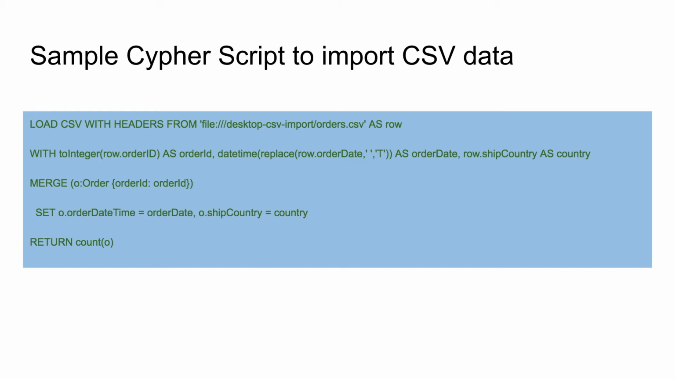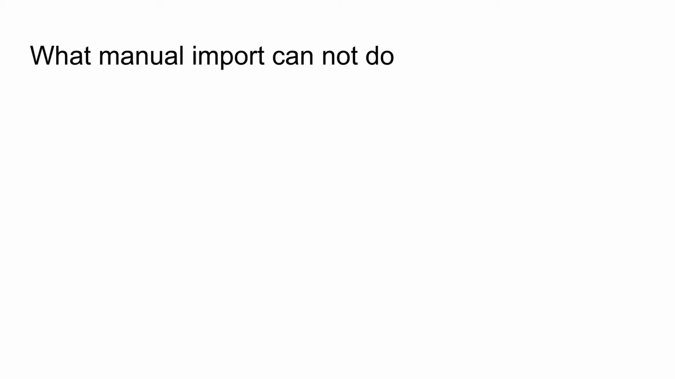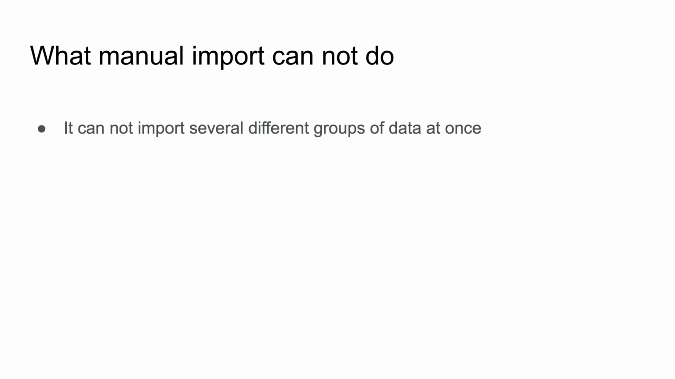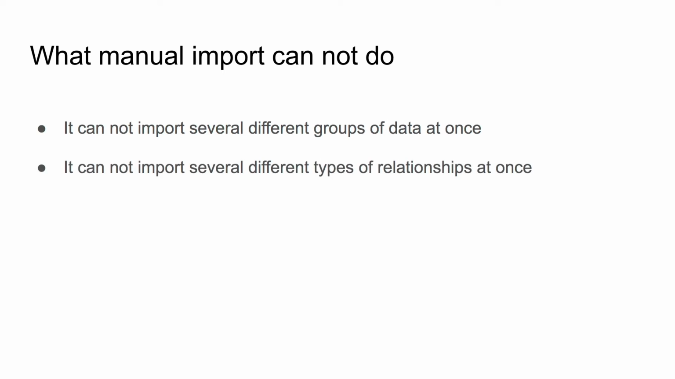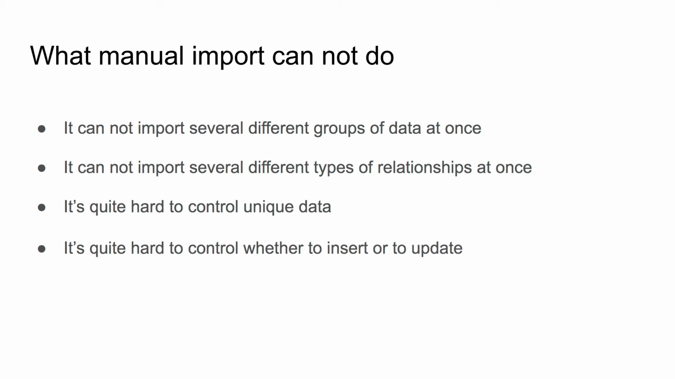You need to think about what property to cast data type, what to set, and so on. I'm sure this is a big pain. Also, there are many limitations when you follow the manual. It cannot import several different groups of data at once. It cannot import several different types of relationships at once. It's quite hard to control unique data. It's quite hard to control whether to insert or to update.